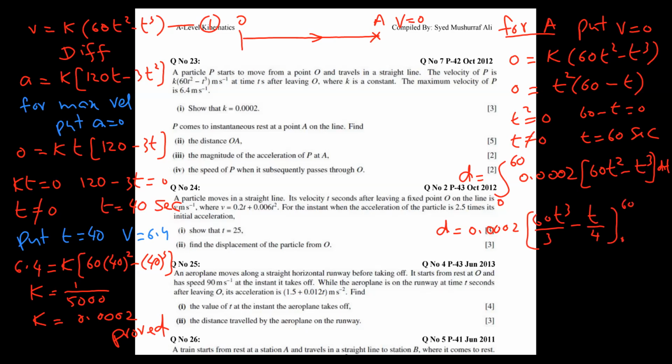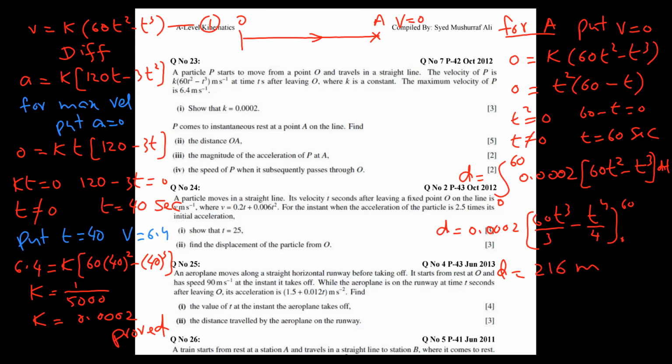Okay, now I'm going to complete it. For the lower limit 0, there is no need to plug in. The upper limit I can plug in and get my answer directly, so I save my time. This has become 20 times 60 to the power 3, minus 60 to the power 4 divided by 4, and this value times 0.0002. And ultimately I got 216 meters distance.